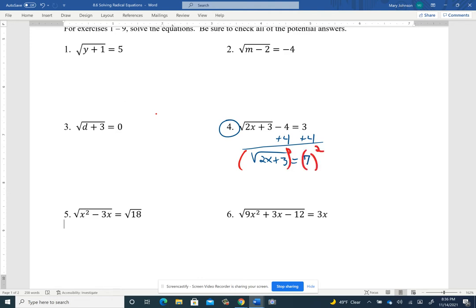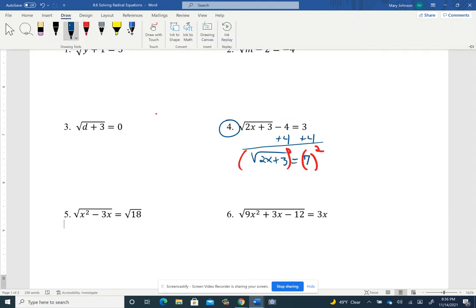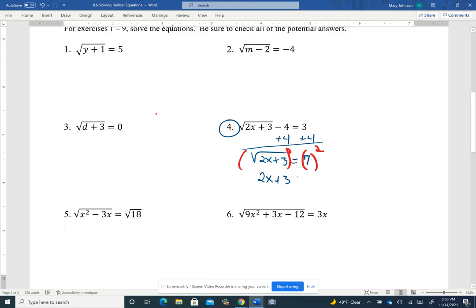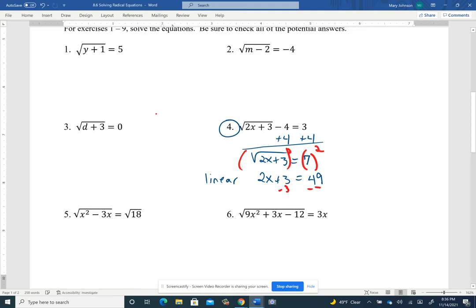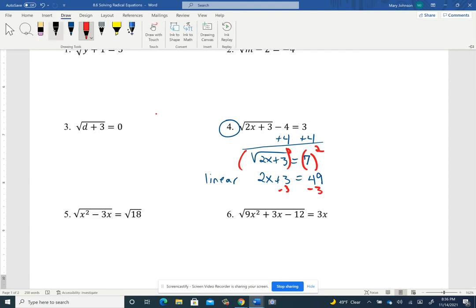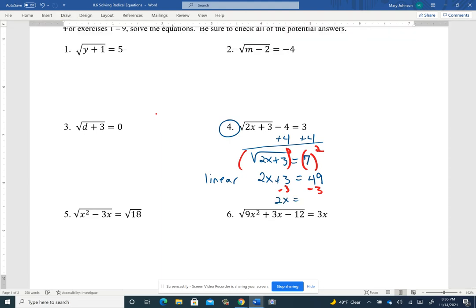And when I do that, the squaring and the square root basically undo each other, and I'm left with whatever's under the radical, which is 2x plus 3, and on the other side, 7 squared would be 49. And in this case, the equation turned out to be linear, could have just as easily turned out to be quadratic. And now I'm going to wind up working on solving for x. So I'm going to subtract 3 from both sides. Okay, that gives me 2x equaling 46. And then I need to get rid of the 2. So since it was multiplying, I divide by 2.